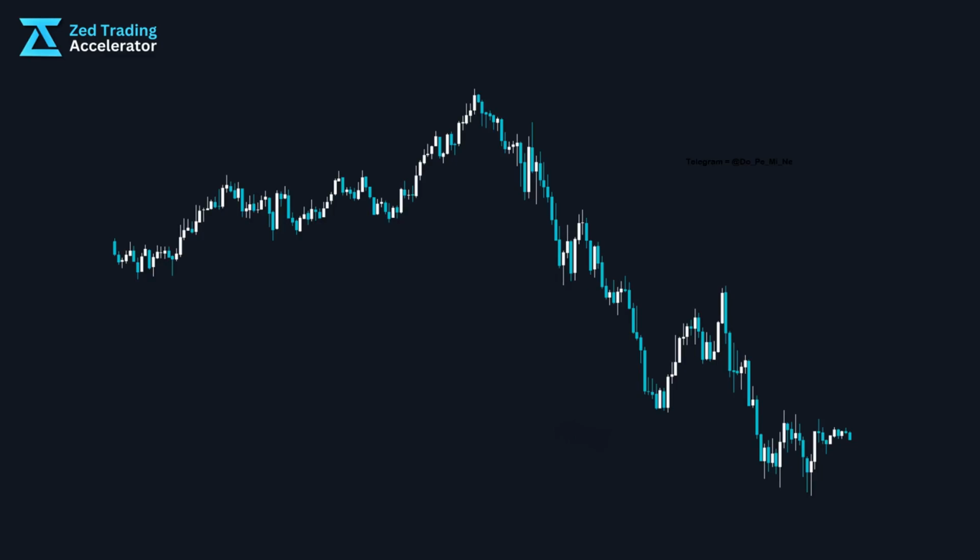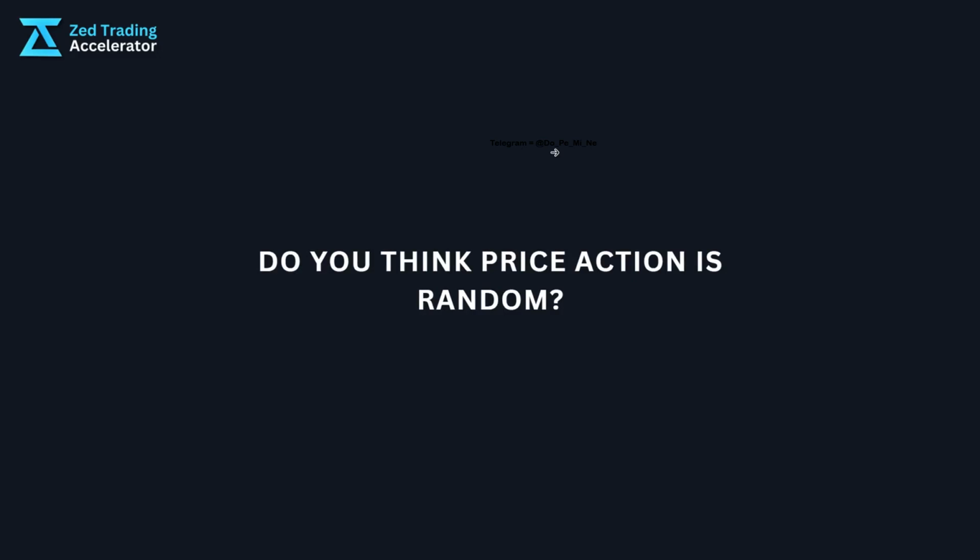Before I reveal it to you, let's look at the charts first. Try to figure out if there's something strange in this price action, if it's moving relatively normal or not. So do you think price action is really random? Here, I will reveal it to you.